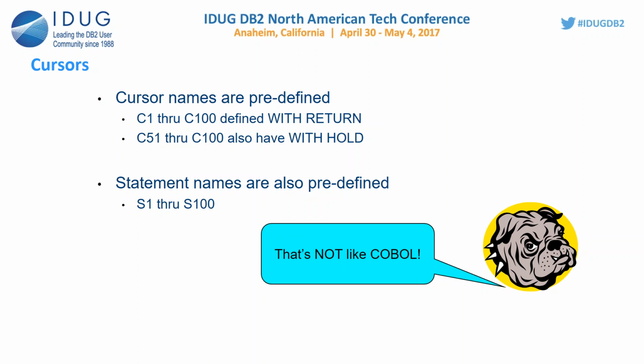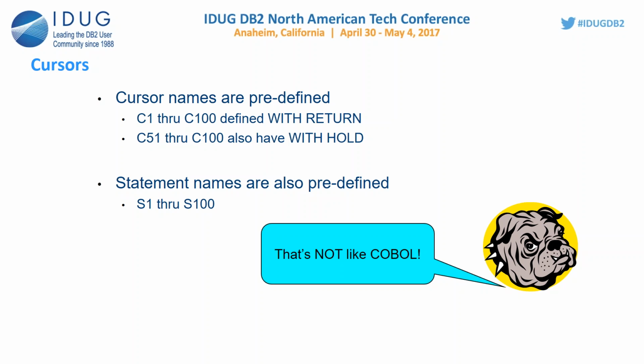C1 through 100 are defined with return. That only matters if you're building a REXX stored procedure, which you can do. But 51 through 100 are also defined with hold. So if you remember what withhold means, that says, hey, if I do a commit, please leave this cursor open and positioned. By default, cursors get closed when you do a commit. All right, so we don't actually define a cursor with hold in REXX. We just use a cursor 51 through 100 if we want that behavior.